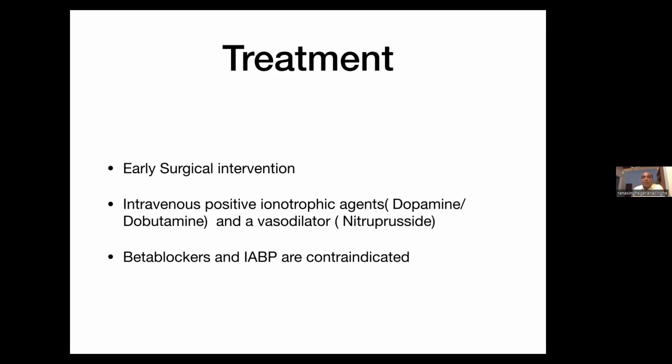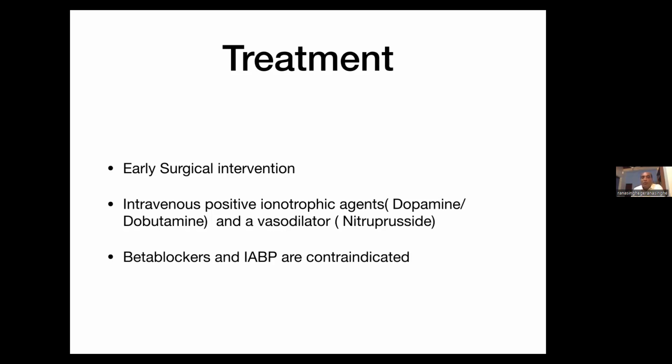At the same time, even though the pressure is low, you don't put in an intra-aortic balloon pump, which is contraindicated in acute AR. The reason is, as you know, the intra-aortic balloon is inflated in diastole. So when the balloon inflates in diastole, the regurgitation increases.